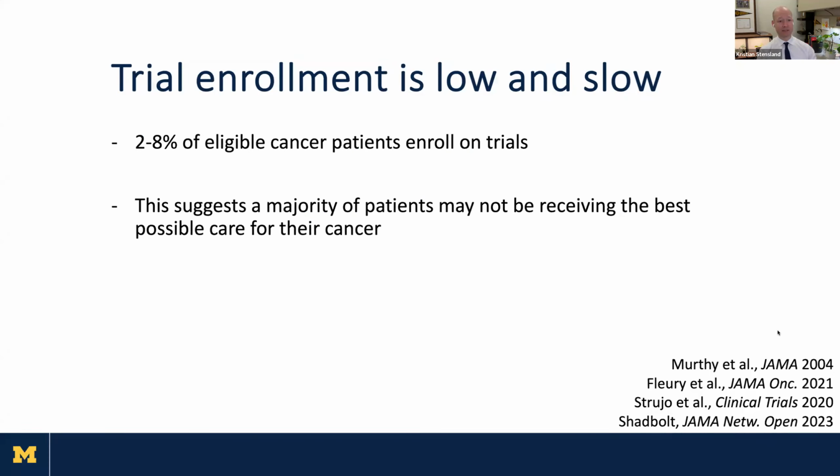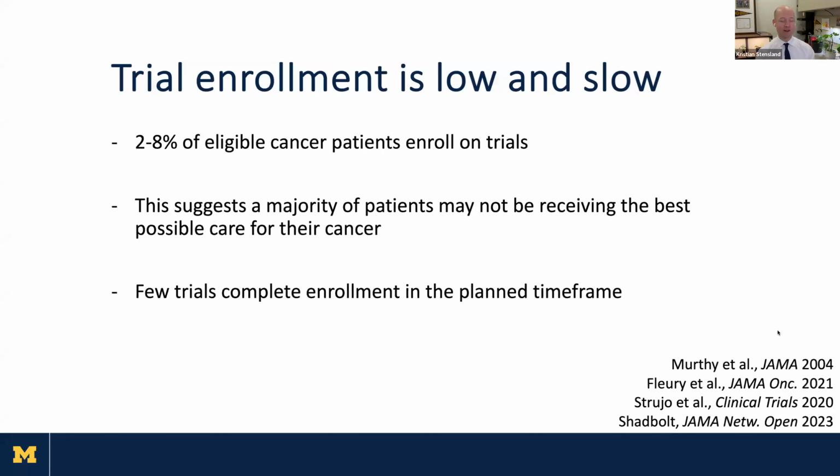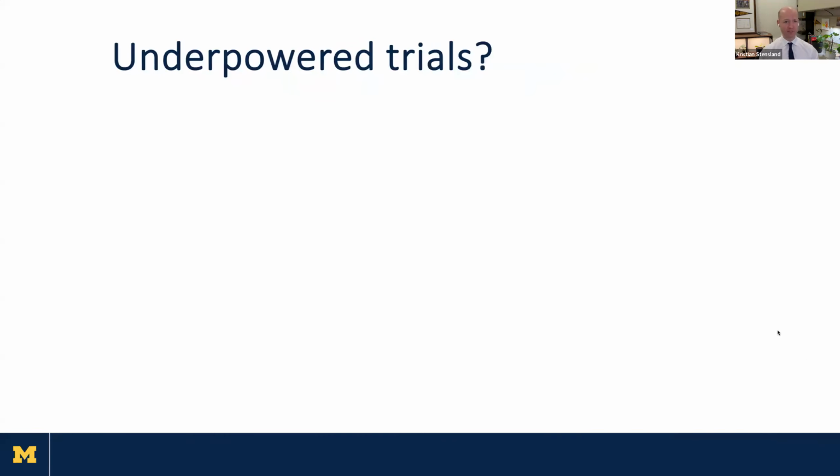On top of this, if enrollment is so low and so slow, many trials are not completing their enrollment within the planned time frame. And what this means is that trial results are delayed, and so the best possible management can't be decided until later than it could be. And also that trial expenses, as mentioned, are ballooning. The other thing this can lead to is potentially underpowered trials.